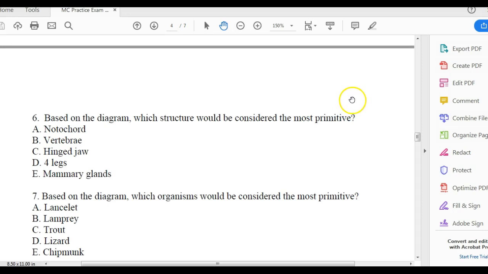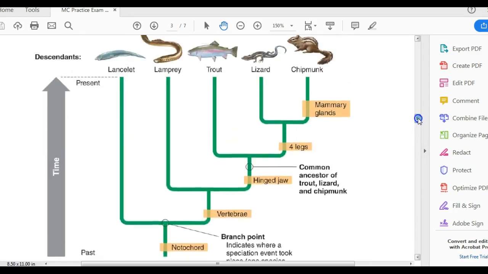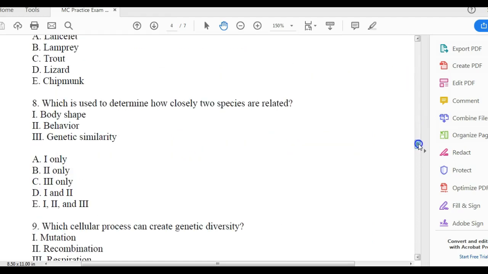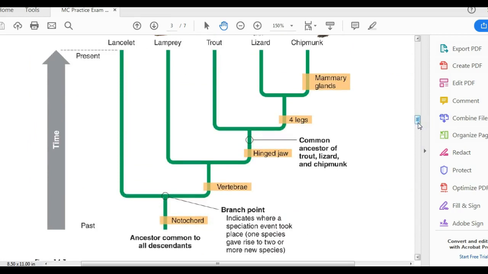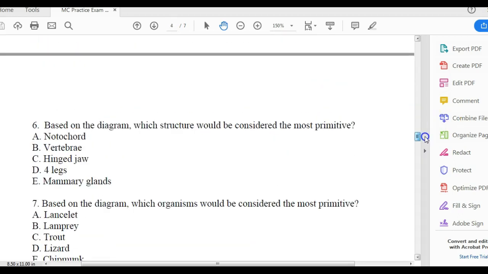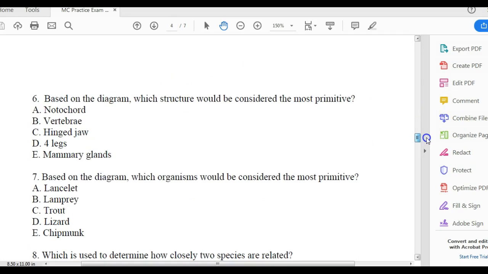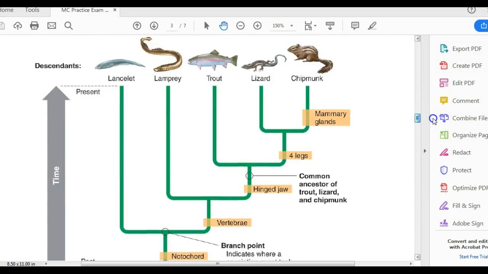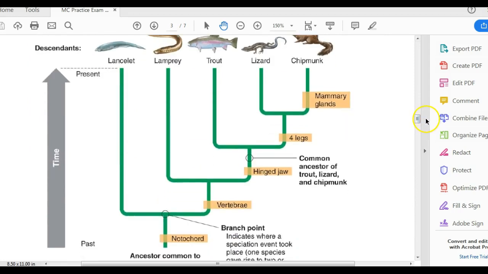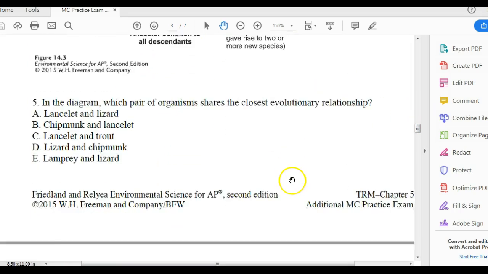6, based on the diagram, which structure is the most primitive, meaning the most ancient? So which structure came first? The structures are in orange here, or notochord, right? Good. So A. And then which organism would be the most primitive, the most ancient? Which one came first? The lancelets. Okay.